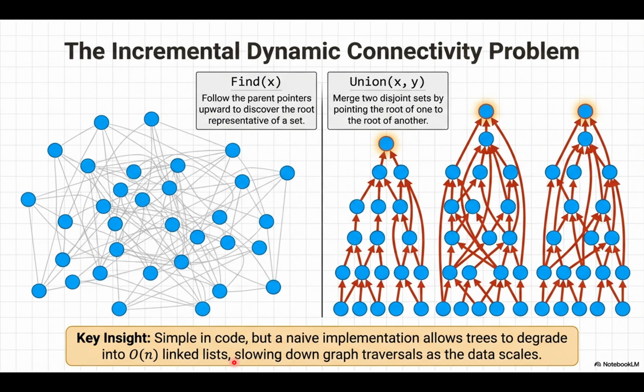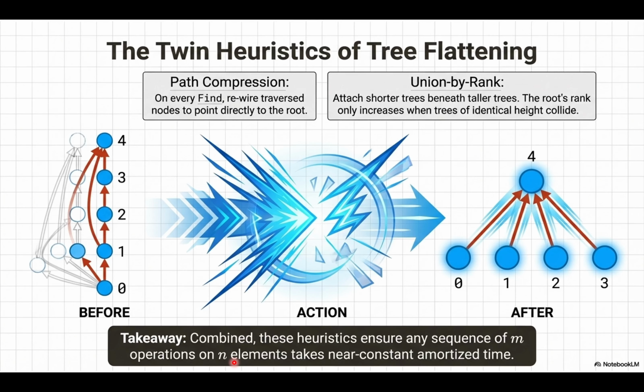Exactly. To prevent this, computer scientists developed two brilliant strategies known as the twin heuristics of tree flattening. The first is called union by rank. Okay, how does that work? Well, when you merge two trees, you don't just do it arbitrarily. You evaluate the height of both trees first, and you always, without fail, attach the shorter tree beneath the root of the taller tree. Oh, okay. That makes intuitive sense. You're basically ensuring that the overall depth of the combined tree grows as slowly as physically possible.